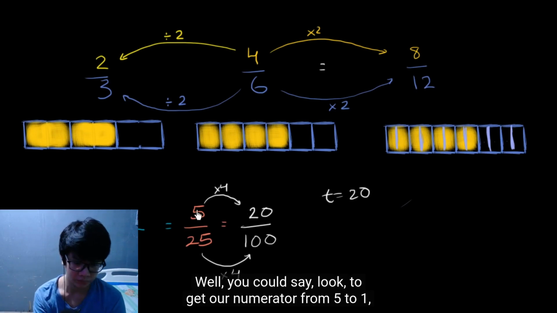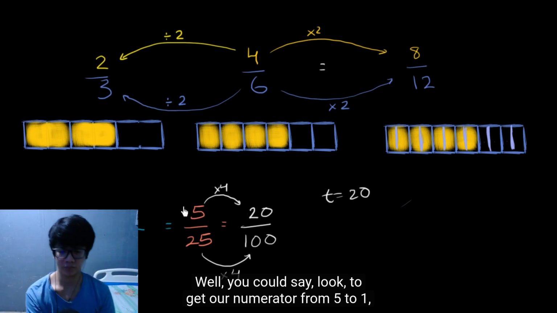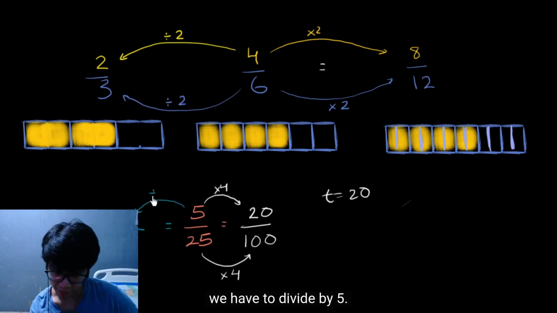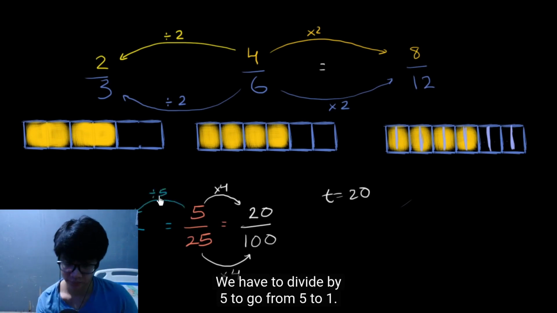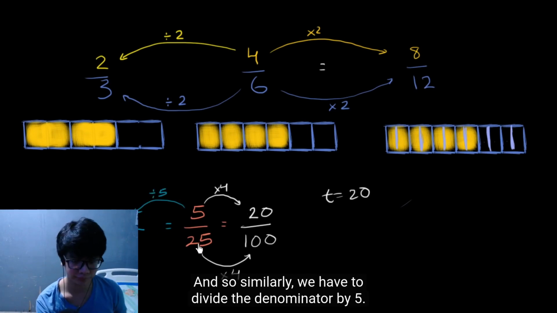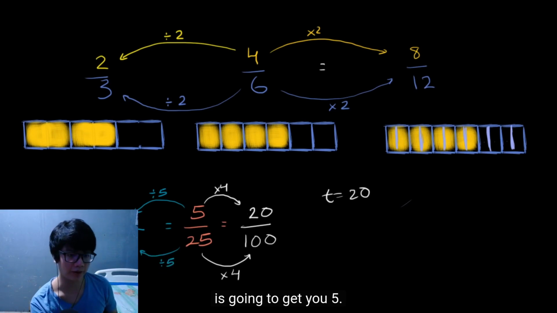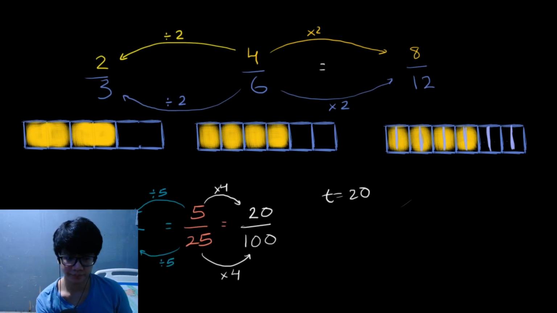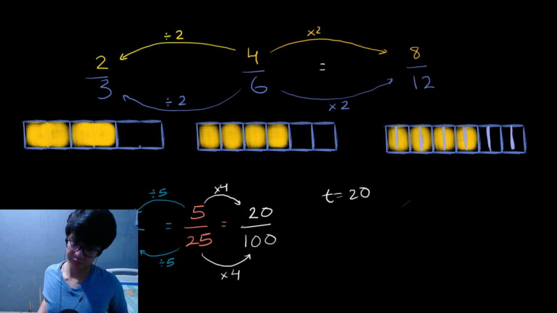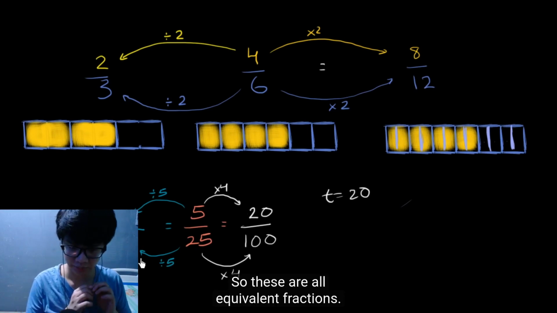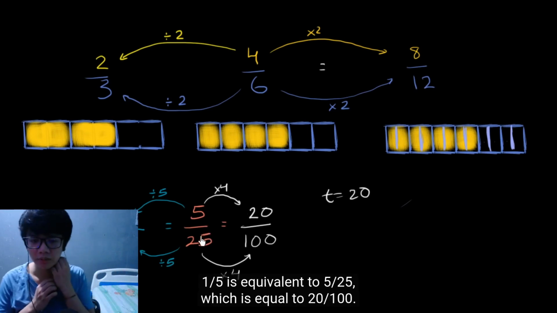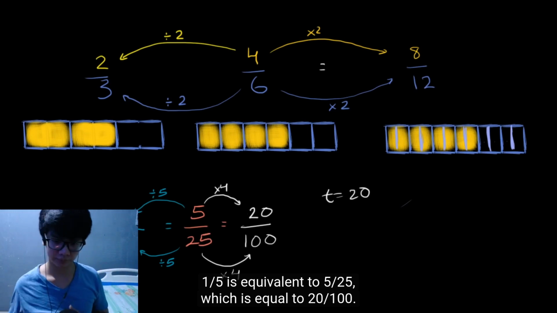Well, you could say, look, to get our numerator from 5 to 1, we have to divide by 5. We have to divide by 5 to go from 5 to 1. And so similarly, we have to divide the denominator by 5. So if you divide the denominator by 5, 25 divided by 5 is going to get you 5. So these are all equivalent fractions. 1/5 is equivalent to 5/25, which is equal to 20/100.